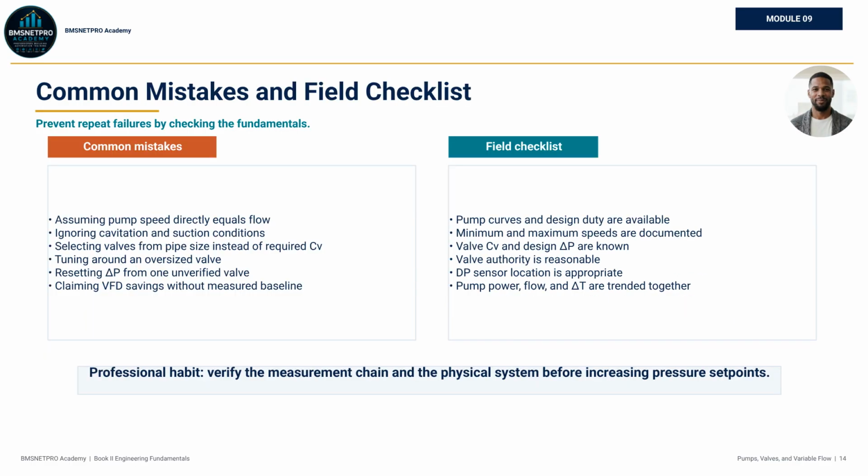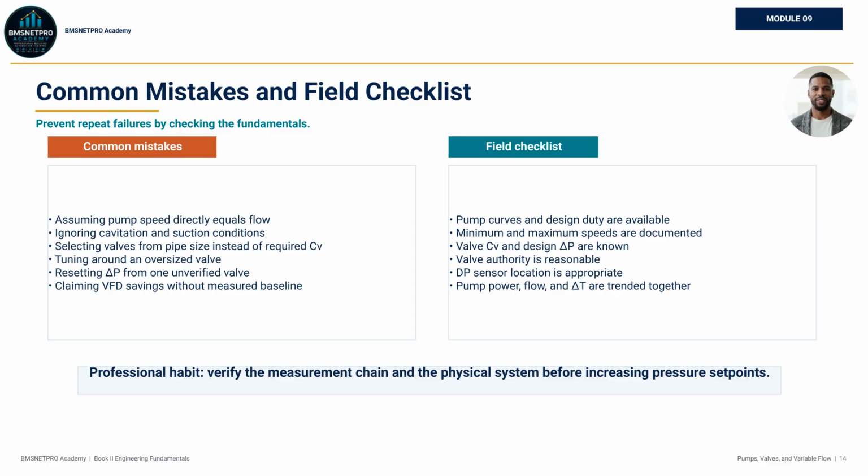Let's pause on common mistakes. Do not assume pump speed equals flow. Do not ignore suction conditions. Do not select valves from pipe size alone. Do not use PID tuning to hide poor valve authority. Do not let one bad valve reset the whole distribution system to maximum pressure. And do not claim VFD savings without a baseline and final measured power.